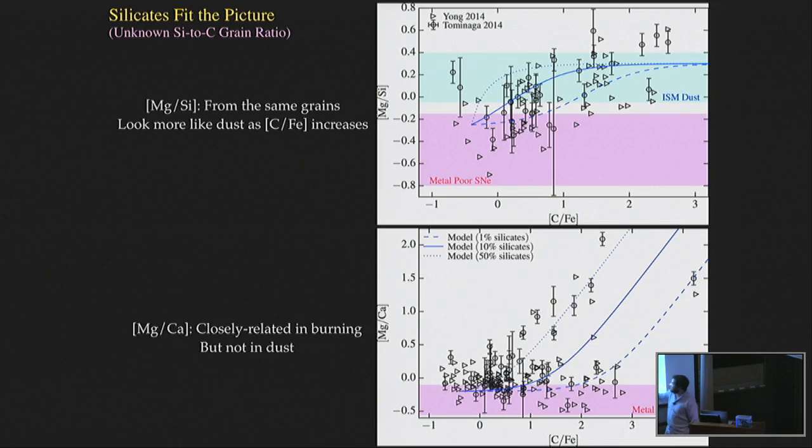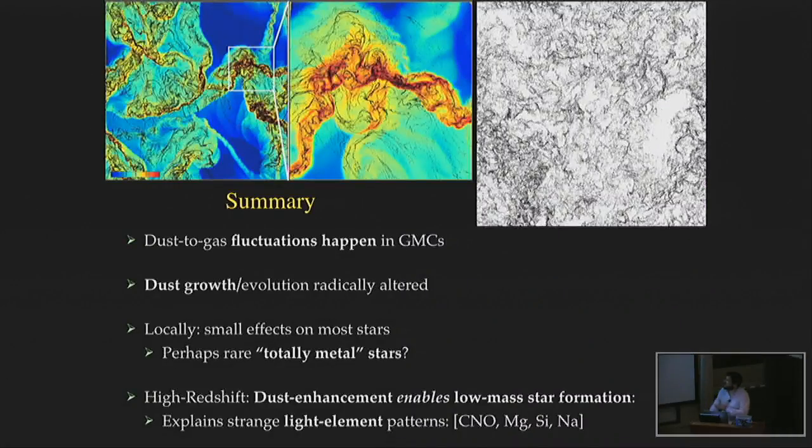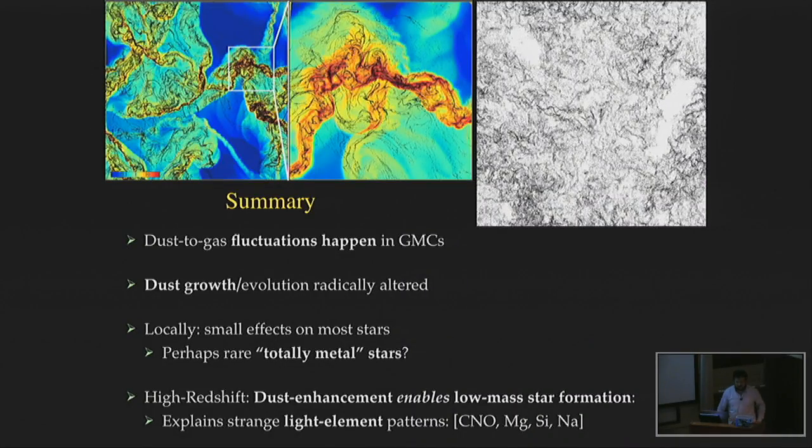There's one free parameter, which is why there are different tracks plotted, which is how much of the dust is in silicate dust versus how much is in carbonaceous dust. I don't know that, so I just draw a few different lines here. But it might explain why these weird populations don't look like supernovae, but do look disturbingly like ISM dust. So that's all I wanted to say. Thanks.